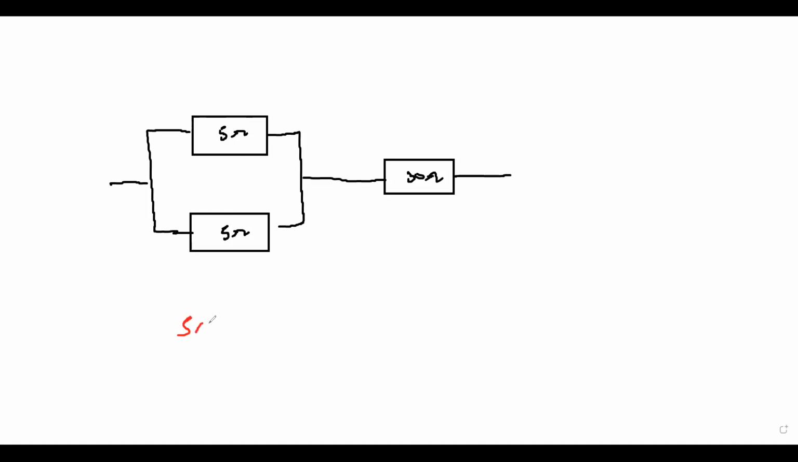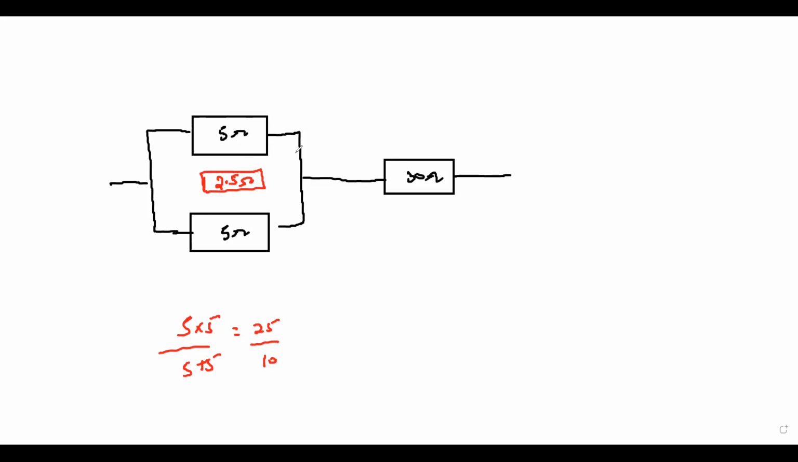So it will be product divided by sum. 5 multiplied by 5 is 25, divided by 5 plus 5, which is 10. So 25 divided by 10 is equal to 2.5. So the combined resistance of these two is 2.5.